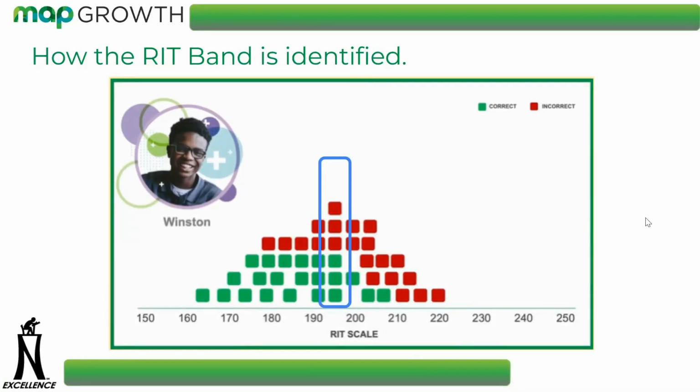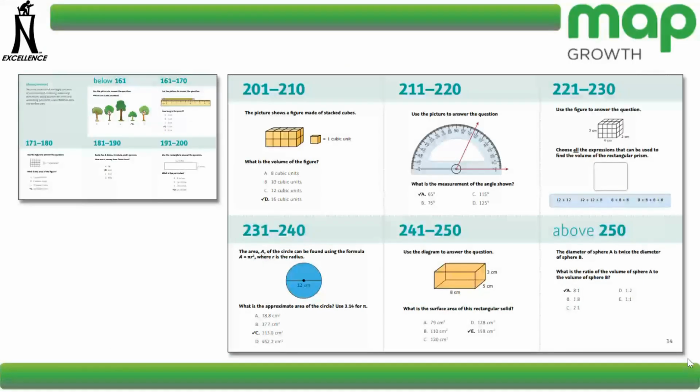Now, how is the RIT band identified? What MAP does is it checks for where the students are getting half of the questions correct and half of them incorrect. And it puts them in a RIT band based off of how they answered those questions. What do those questions look like? So for math, we have some RIT bands here.